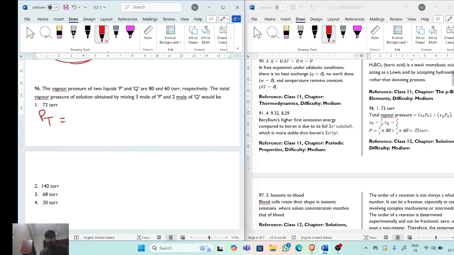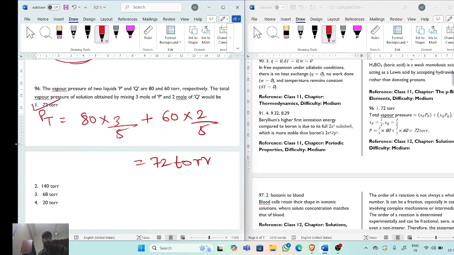The vapor pressure of P is 80 into its mole fraction, which is 3 by 5, plus 60 into 2 by 5, the vapor pressure of Q into the mole fraction of Q. If we solve this, we will get the value as 72 torr. So the correct answer will be option number 1.